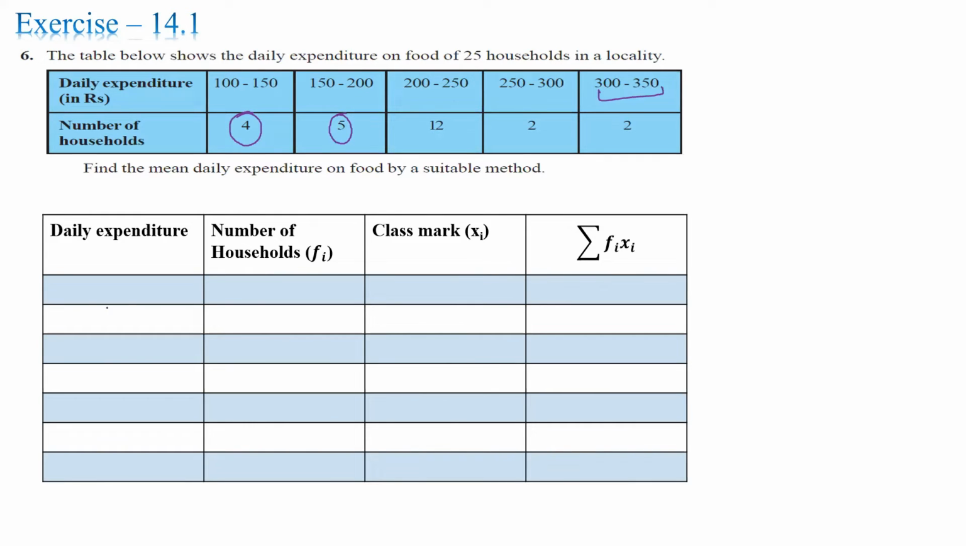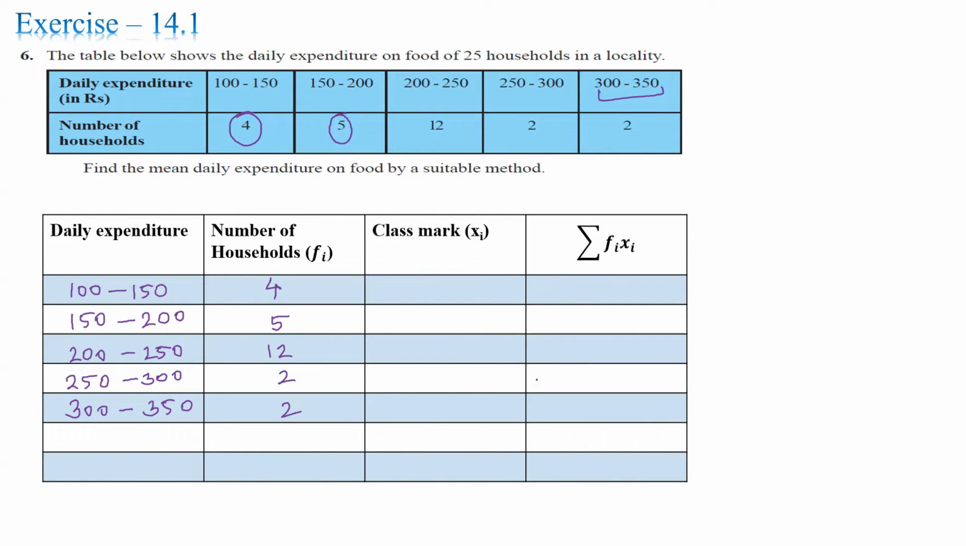Okay, this is given to us, so we will write the daily expenditure: 100 to 150, 150 to 200, next 200 to 250, next 250 to 300, next is 300 to 350. Frequency is given. We'll write frequency also: 4, 5, 12, 2, and 2.